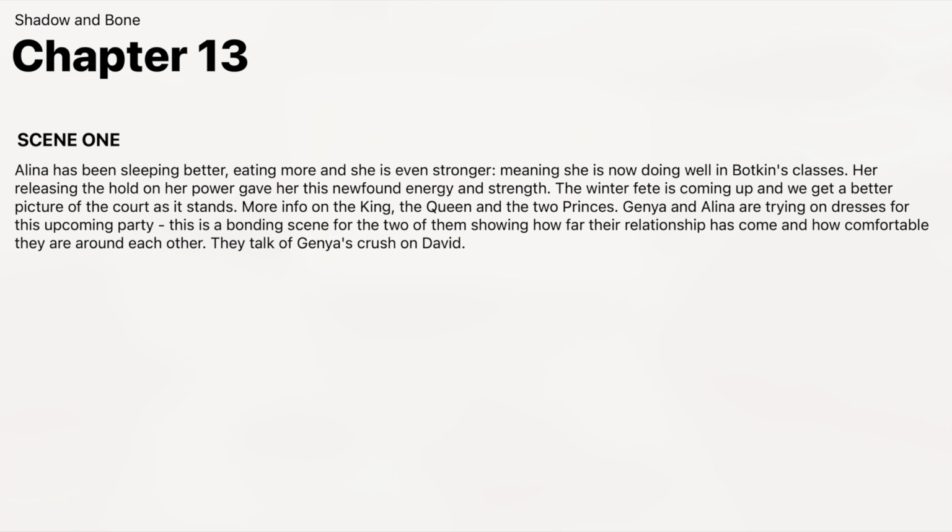We have 2 scenes in chapter 13. In scene 1, Alina has been sleeping better, eating more, and she is even stronger. So this is the reaction really to our midpoint goal. Remember that she had that first goal. Well, it was really the second goal that she's had in the whole book, was to get power. Now that she's completed that, this is that reaction to the goal.